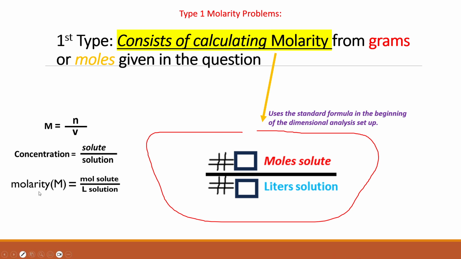Okay, so there are three different types of molarity problems, or three categories in which molarity problems can fall into. This is type 1, and it consists of calculating molarity from grams or moles given in the question. It uses the standard formula of molarity, which is moles of solute over liters of solution, in the beginning of the dimensional analysis setup. Meaning that when you start the dimensional analysis setup, you're going to have this right here.